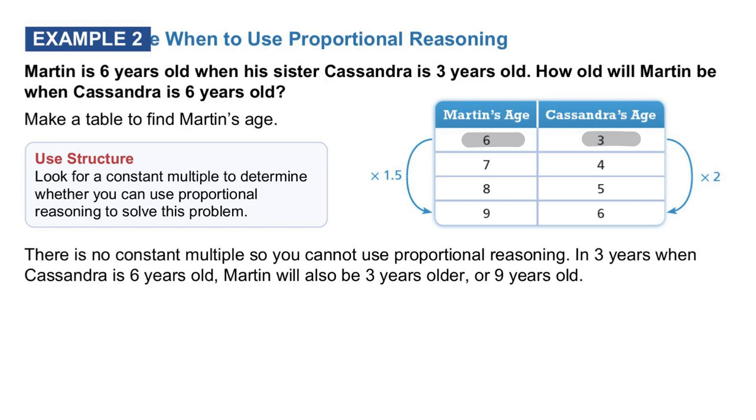So we're just going to keep counting. I'm going to change Martin maybe to a red color. 6, 7, 8, 9, and Cassandra will make her green. 3, 4, 5, 6. I can stop that table because I want to know when Cassandra is 6 years old, and I've got that right here. How old will Martin be? Well, Martin's going to be 9.